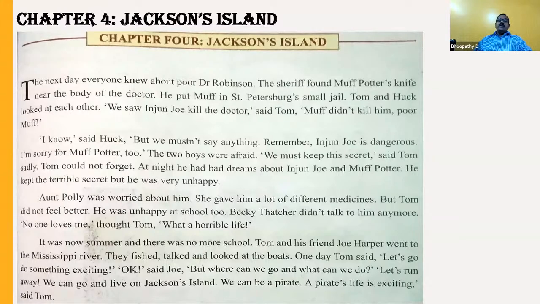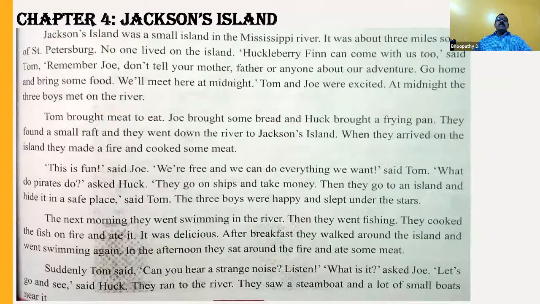And they planned to do some kind of exciting things. They wanted to go to Jackson's Island and do some kind of tasks. I mean, they wanted to pretend to be pirates, and they wanted to rob the treasures hidden by the pirates. So this they planned. And Jackson's Island, I have already told you, is a small island in the Mississippi River. It was about 3 miles away from the town, St. Petersburg. Nobody lived on that island. It was a deserted place.